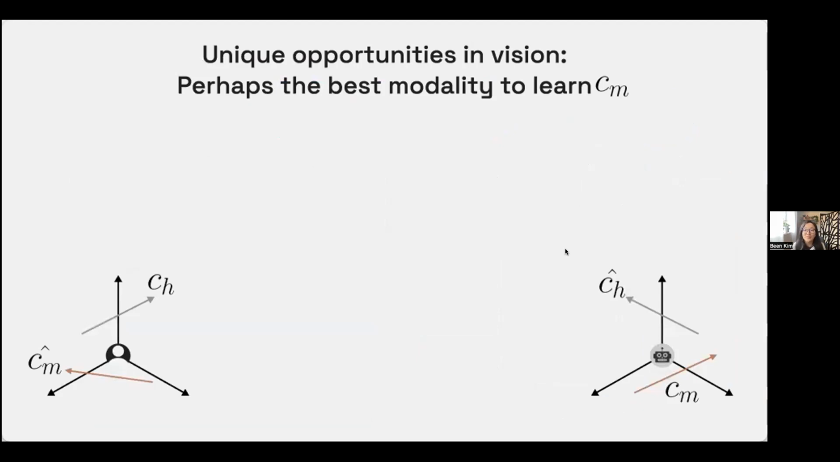So far, I might have been a little gloomy, but here's where this talk takes a turn. Let me talk about why vision offers unique opportunities, possibly the best modality to learn about new machine concepts. Why is that?